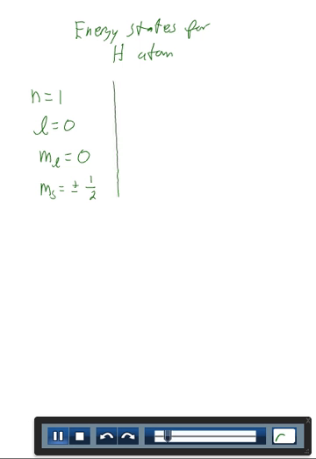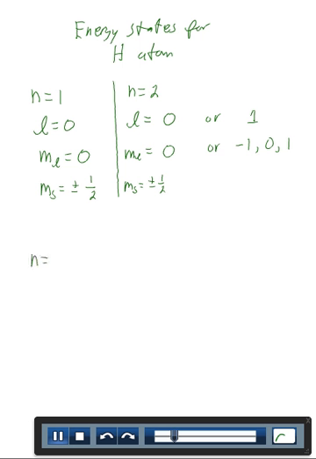So now, what if n equals 2? Then L can equal 0 or 1. M sub L can equal 0 if L is equal to 0, or if L is equal to 1, M sub L can be equal to -1, 0, or +1. And M sub S can still equal just plus or minus 1/2.